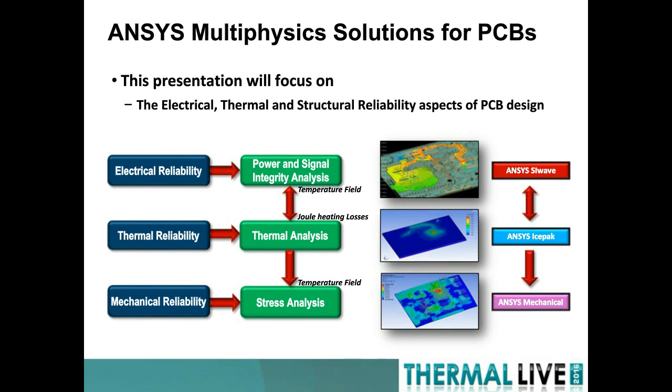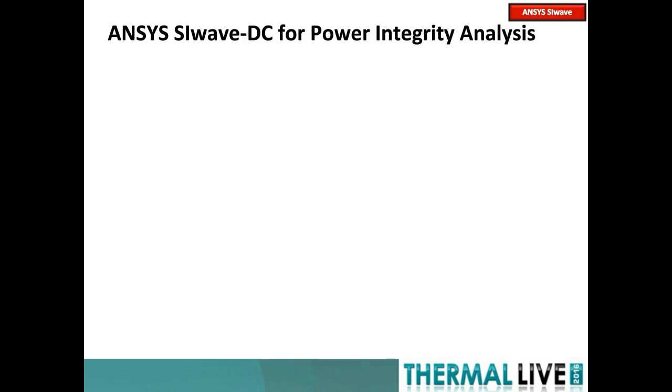So increased temperatures lead to increased resistances and more Joule heating. Additionally, the temperature from ICEPAC, once converged, needs to go into ANSYS Mechanical for a thermal structural simulation. So thermal issues really lie at the center of this workflow. In the next few slides, I'm just going to go over these three tools, SI-Wave, ICEPAC, and Mechanical, to give you some background, and then we'll head on into discussing the general workflow and consider a sample case.